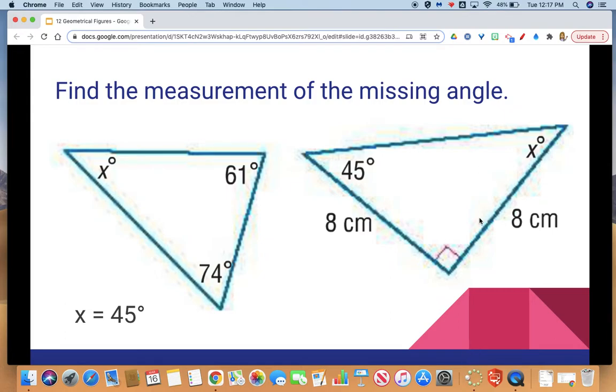Try this one on your own. 45 degrees. Think about what this box would mean. Have you seen that before? That means our angle is worth 90 degrees, and then our unknown. Figure out what x would be.